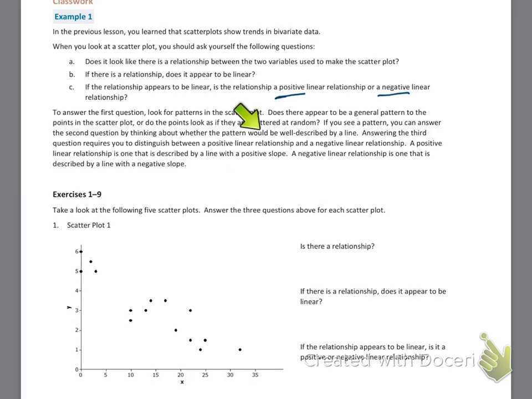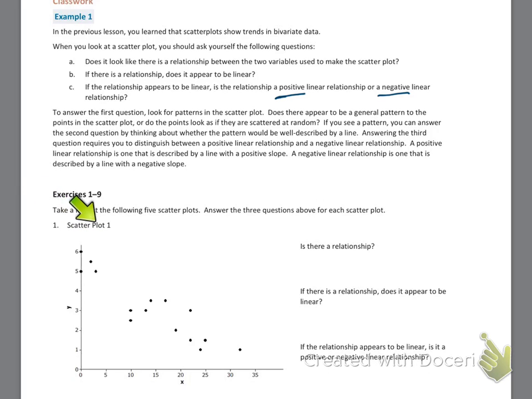This one down here. Answering the third question requires you to distinguish between a positive linear relationship and a negative linear relationship. Positive linear relationships would have a positive slope, so those would be increasing, like an increasing line, increasing function. A negative linear relationship would be described by a line with a negative slope. So let's practice on this first one here.